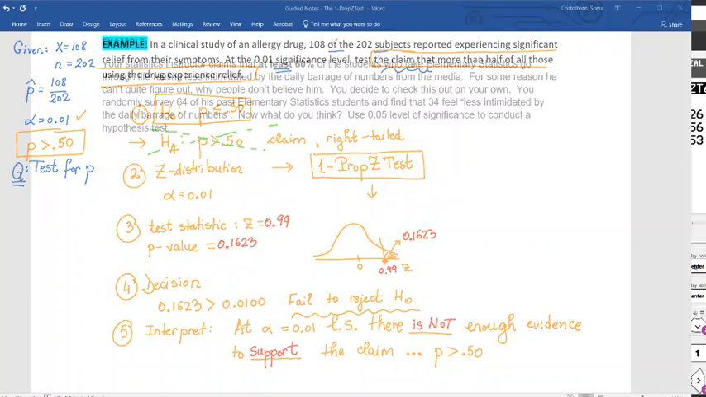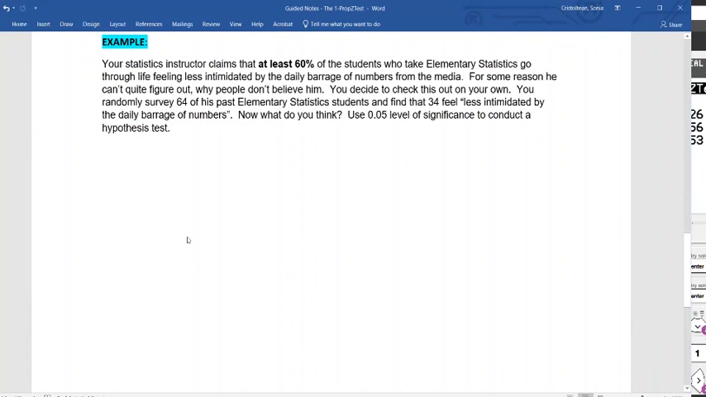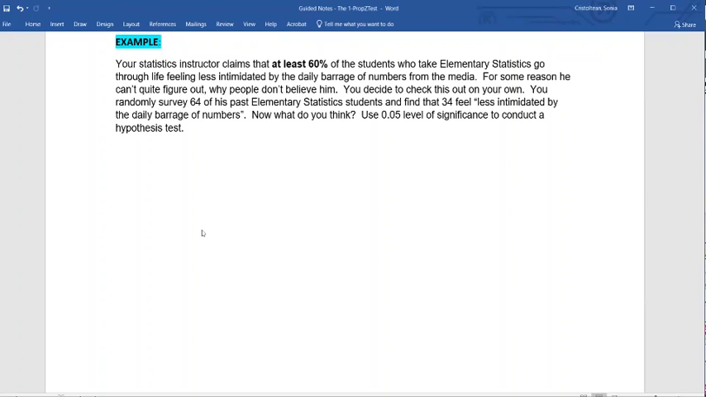Let's do another example. Your statistics instructor claims that at least 60% of all students who take elementary statistics go through life feeling less intimidated by the daily barrage of numbers from the media. For some reason, he can't quite figure out why people don't believe him. You decide to check this on your own. You randomly survey 64 of his past elementary statistics students and find that 34 feel less intimidated by the daily barrage of numbers. Now, what do you think? Use 0.05 level of significance to conduct a hypothesis test.